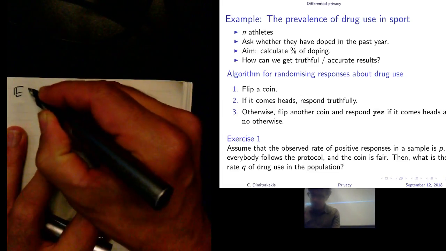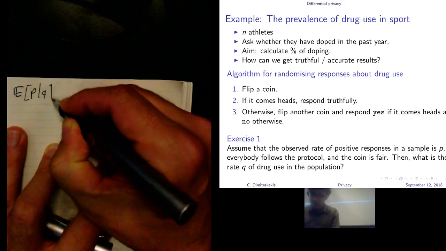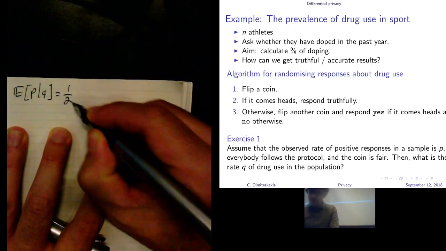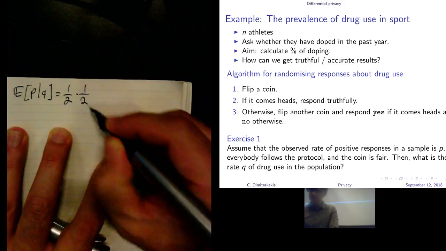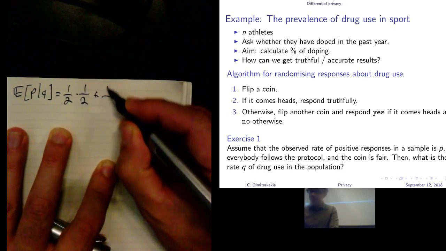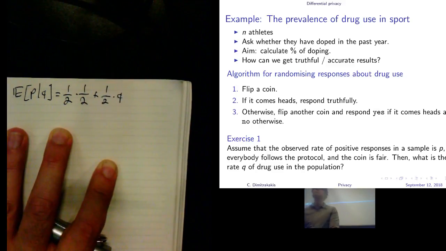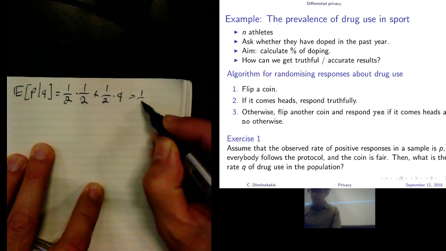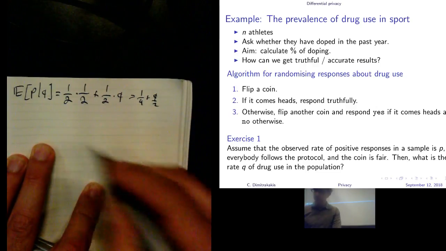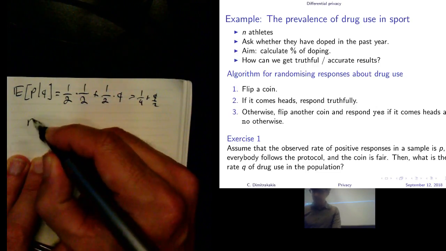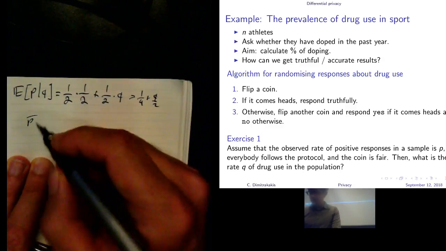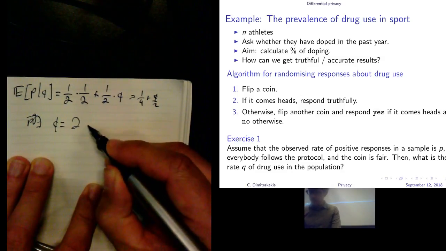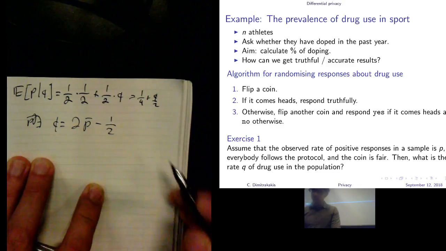So the expected value of P, if we know Q. Half of the time we're going to randomly say something, and half of the time we're going to say the truth, Q. So that's 1/4 plus Q divided by 2. If we write it the other way around, then our P bar, let's call it, gives that Q is going to be 2 times P bar minus 1/2.